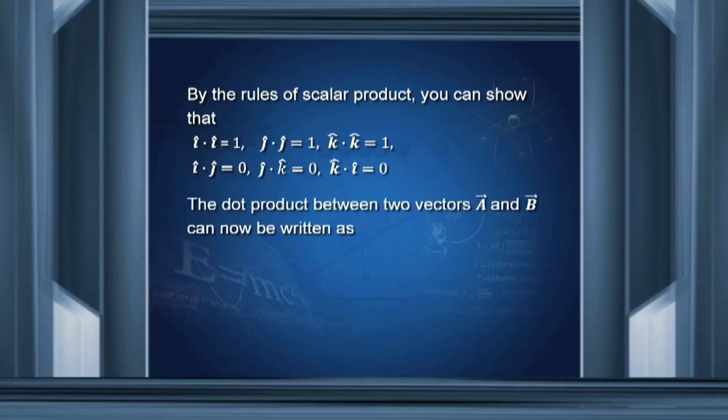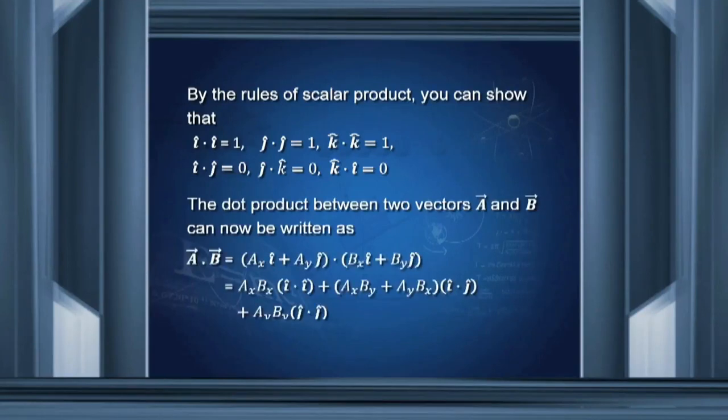And the dot product between two vectors A and B can be written as vector A dot vector B is equal to, again we write them into their components, Ax i cap plus Ay j cap into Bx i cap plus By j cap, and we can multiply using these, that i cap dot i cap is equal to 1, etcetera. We can get the result AxBx plus AyBy.